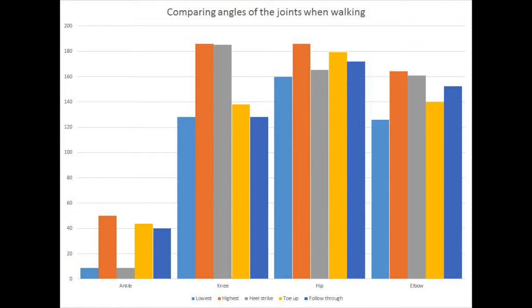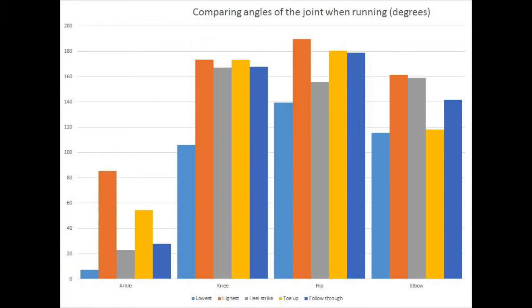There are 5 points that are measured. They are highest, lowest, heel strike, toe off and follow through for each of the 4 joints. The hip is the most consistent of the joints and moves the least. The most movement is in the knee and is shown by the difference in the highest and lowest angle. The highest value is still the hip, which is again of 180 degrees.